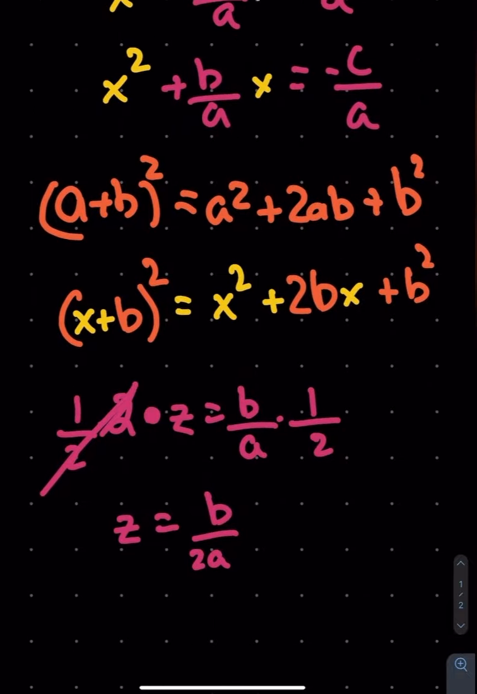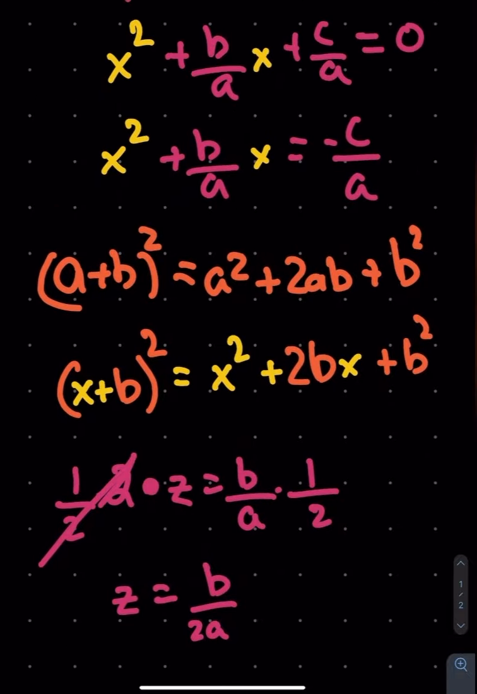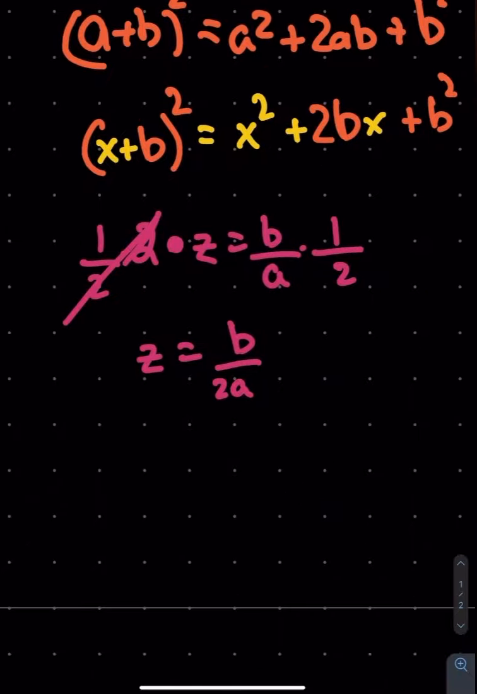So now we know b is actually b over 2a. So let's put that in. x squared plus b over 2a, or sorry, b over a, just b over a, x. So whatever you had before, nothing else.